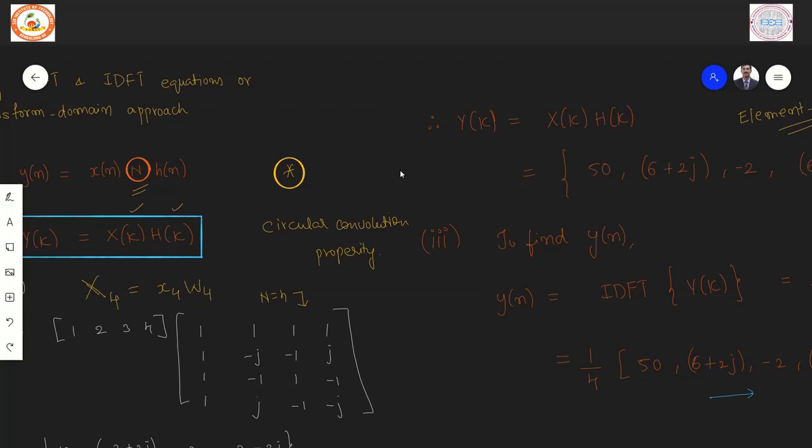So in the examination, please check the method. They may mention perform using time domain approach, or perform using frequency domain method, or using DFT IDFT, or say Stockham method. So looking at the method, you have to follow and get the answer for circular convolution.